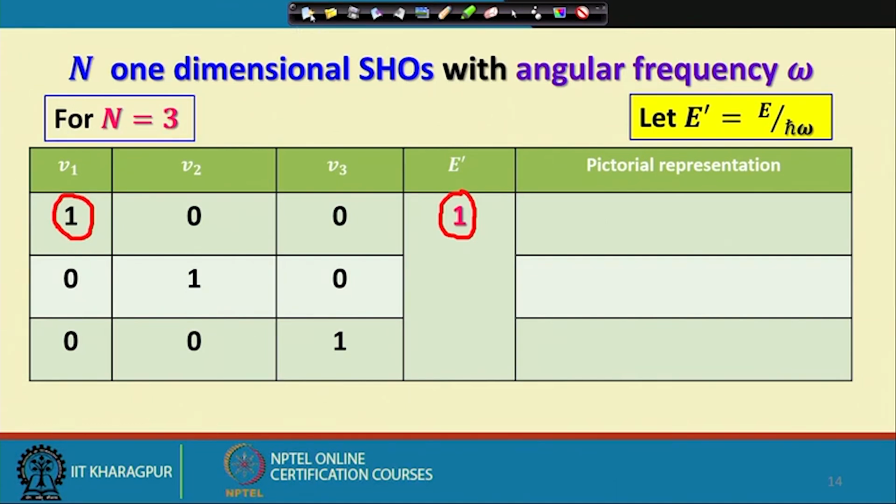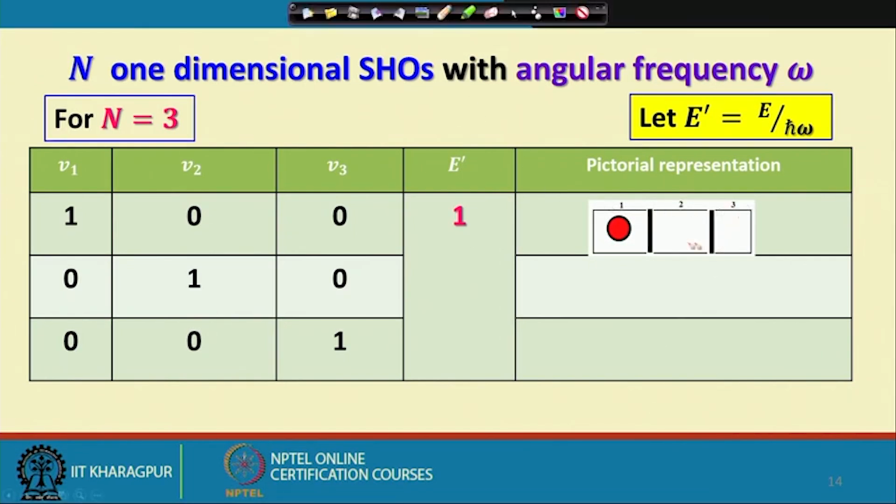Similarly, in this case, can I have a pictorial representation of the corresponding microstate? And that would look something like this. So, now you see we have the same box as before, that is separated into 3 compartments 1, 2 and 3 corresponding to the 3 oscillators, but now only oscillator 1 has 1 quantum of energy and this has been represented here by putting this red ball in sub-compartment 1.